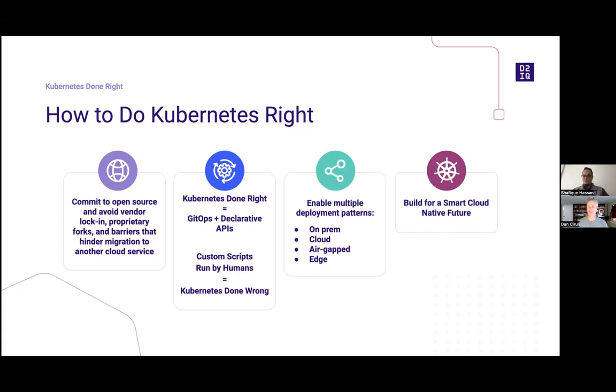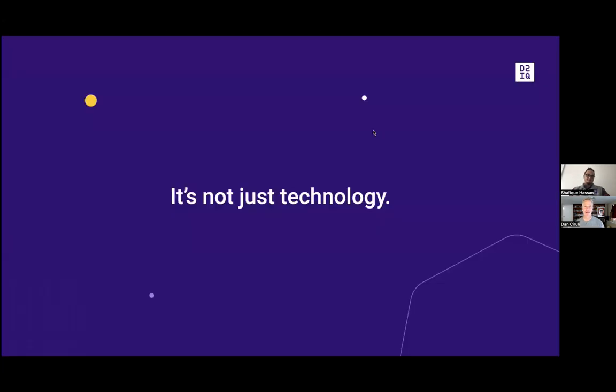And then ultimately, being cognizant of time, I think we should say, so this is how you do it right from a technology perspective. But I know that there's one last point you want to hit, and that is: is it just technology? It's not just technology, right?